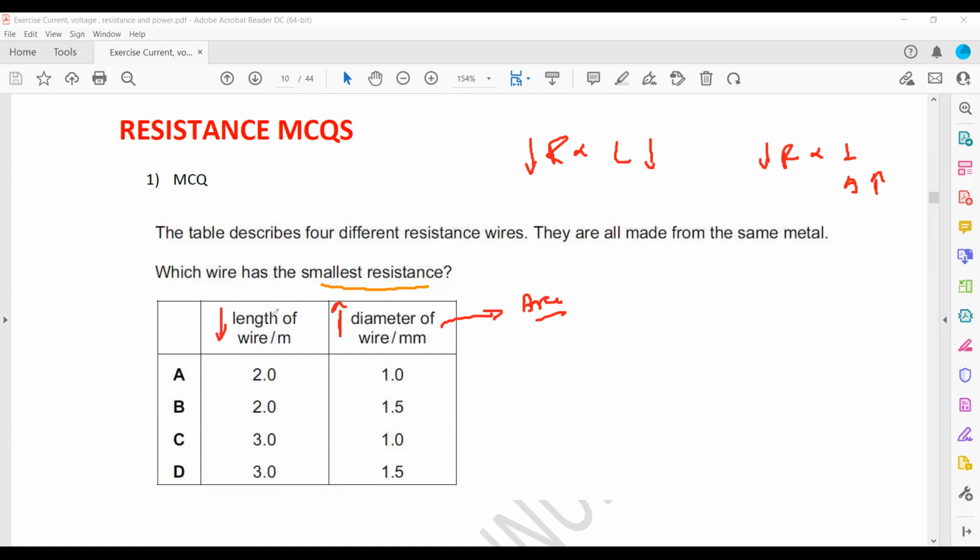When we check which has a shorter length and greater diameter, you can clearly see B has a shorter length, which is 2 meter long, and diameter is 1.5. So B will have the least resistance. Is it clear? That was the first question. So whenever we want to decrease the resistance, we should reduce the length and we should increase the area.